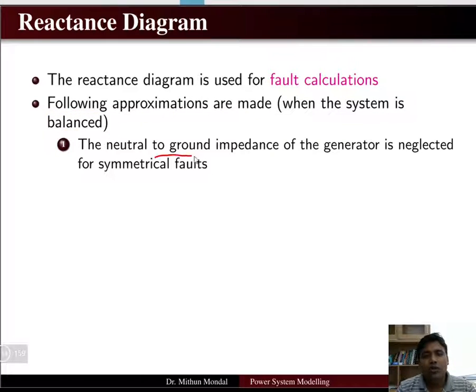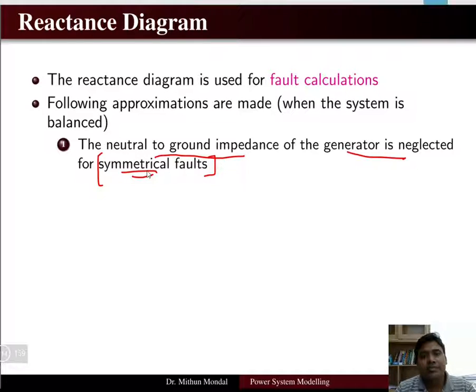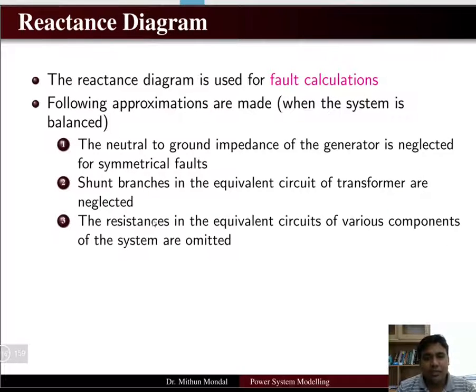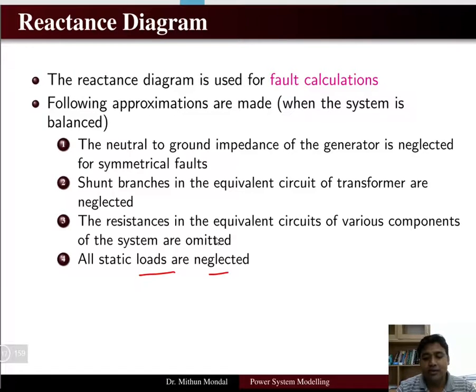The neutral to ground impedance of the generator is neglected for a symmetrical fault. A symmetrical fault means all three phases have the same nature of fault. So the neutral to ground impedance of the generator is neglected. Shunt branches in the equivalent circuit of the transformer are neglected. The resistances in the equivalent circuit of various components of the system are omitted. And all static loads are neglected.